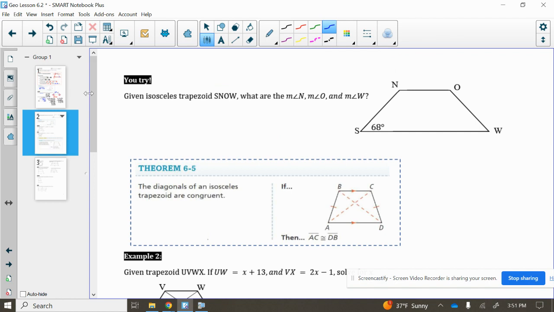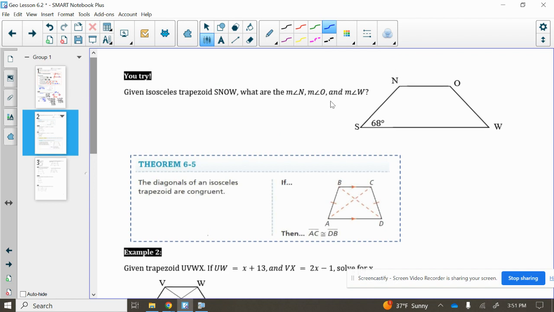Here is an example on the back page then for you to try. You are just finding the numerical measurements of the missing three angles in this isosceles trapezoid.